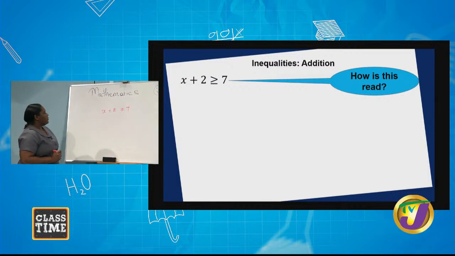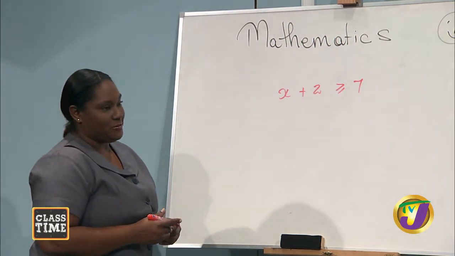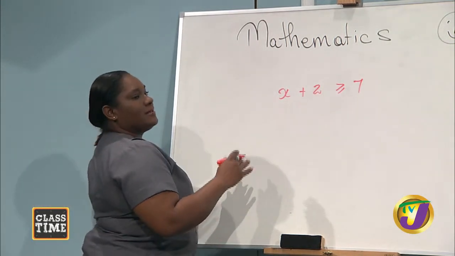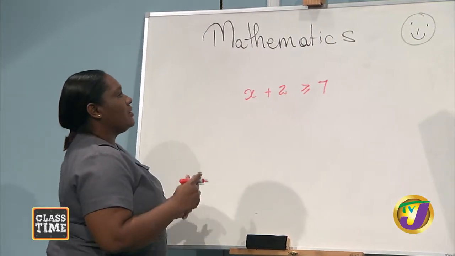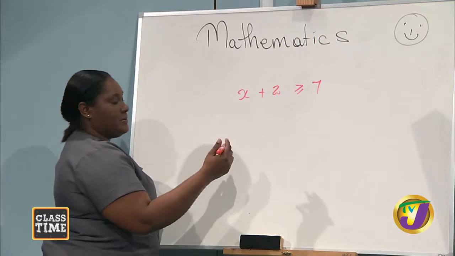Now, when solving, we try to maintain our balance while we are transposing, or trying to make x the subject of the formula. So we want to balance: whatever we do on the left-hand side, we also do to the right-hand side, whatever operation is being carried out.